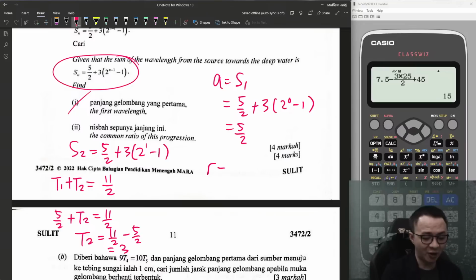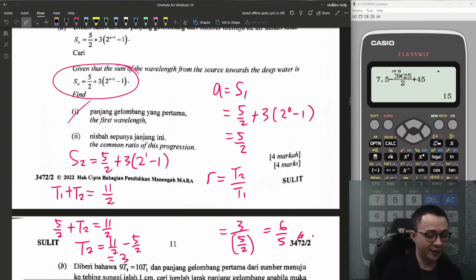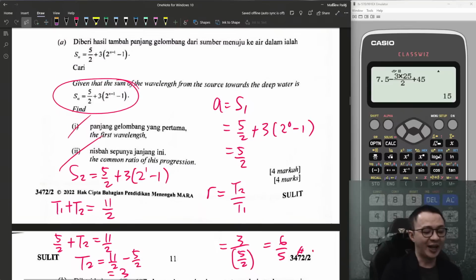So then I can get my common ratio. The common ratio is the second term divided by the first term, isn't it? So which is 3 over 5 over 2. So the answer should be 6 over 5, or 1.2. So this is how we get the common ratio if the Sn is given.